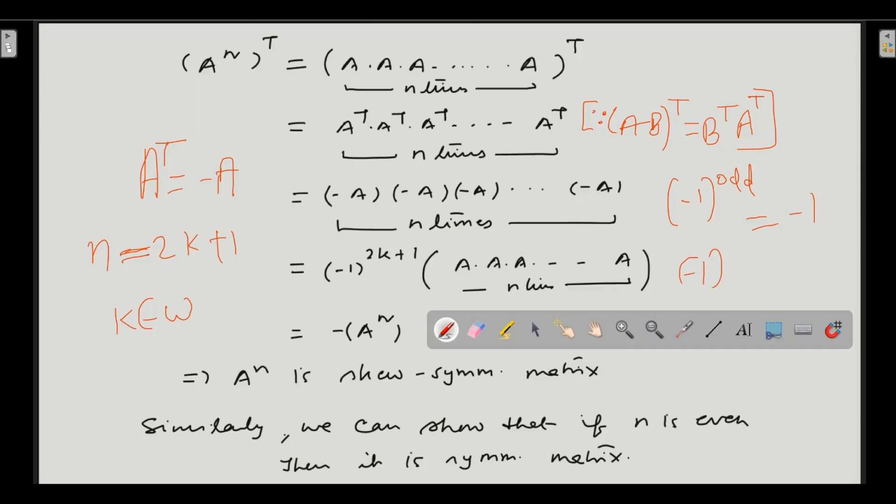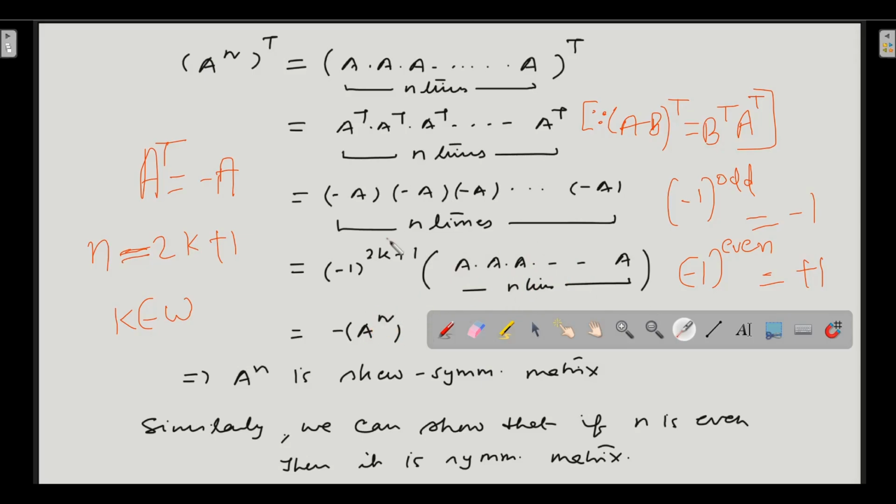And minus 1 to the power even number is positive 1. So minus 1 to the power even is plus 1, minus 1 to the power odd is minus 1. So over here it is minus 1 to the power odd, so it will be a minus sign over here. And A into A into A, how many times? n times. So it will be A to the power n.